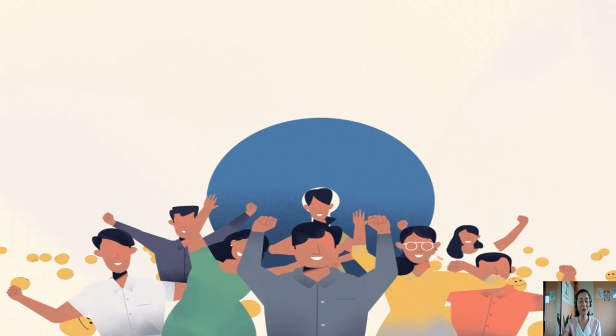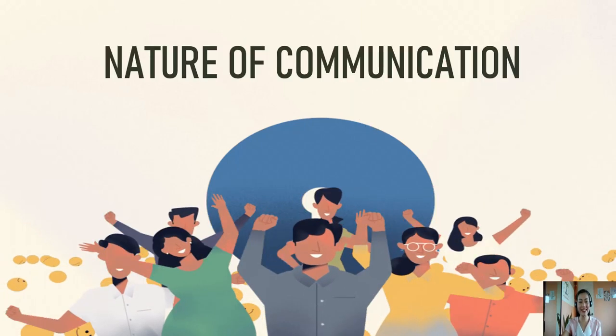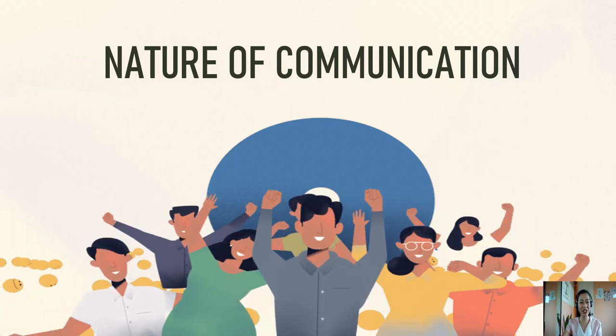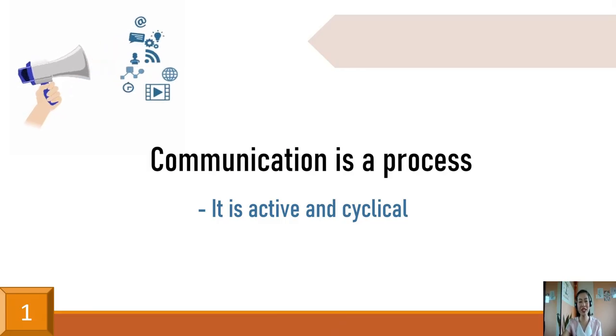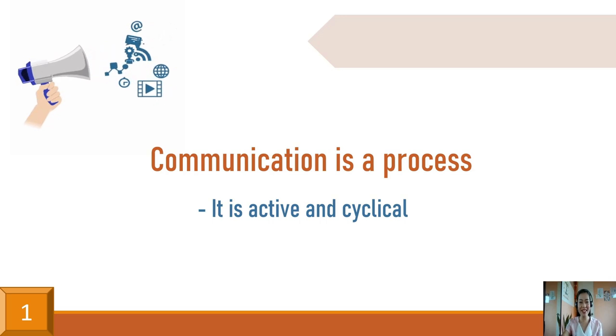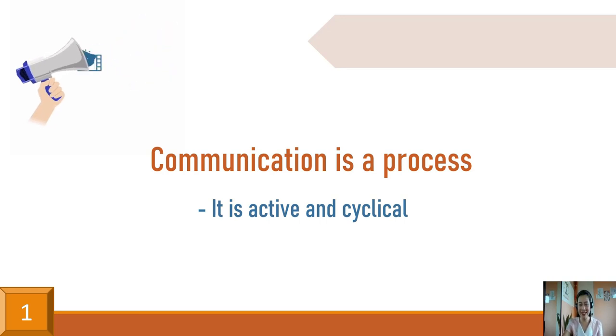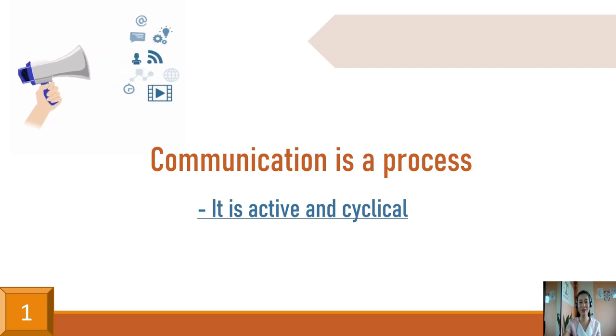Now, in order to understand communication deeper, let us discuss its nature. Communication has three nature. First, we have communication is a process. Now, why is it a process? Communication is a process because it follows a certain pattern or procedure in order to achieve a desirable result. Particularly, it starts from the sender, and then the sender transmits his or her message to the receiver, and then the receiver understands the message. The moment that the receiver understood the message, that's the time that we can say that they have achieved a desirable result. As you can see, communication is really active since both the speaker and the receiver take part in the communication process.